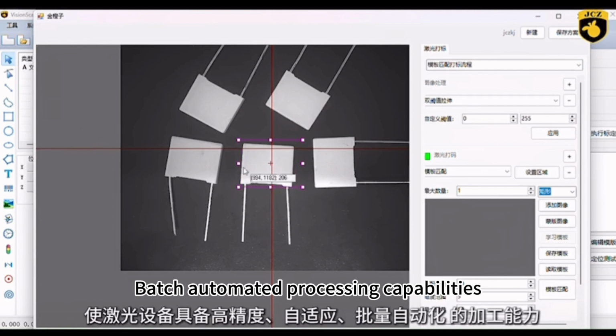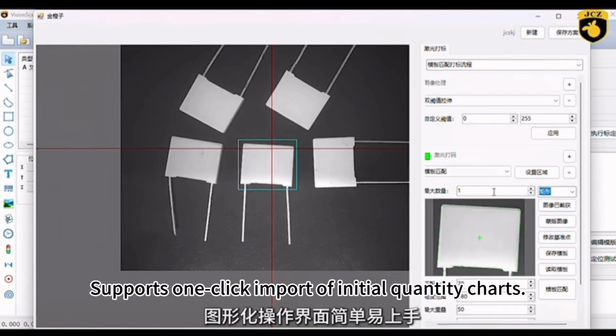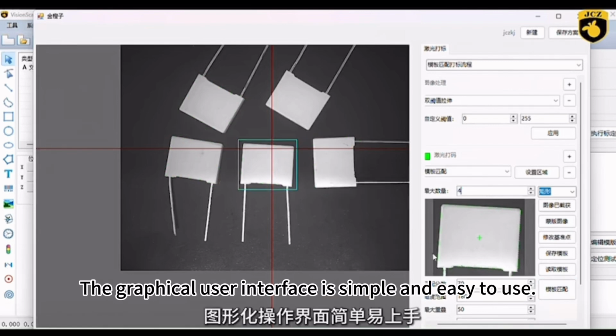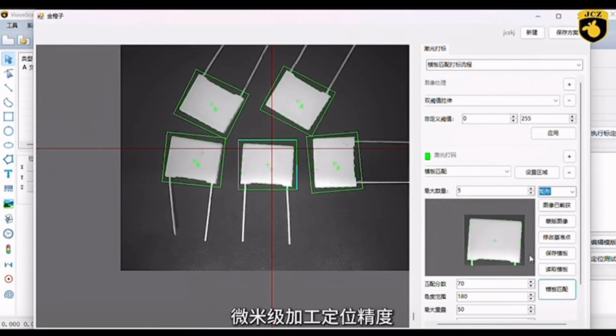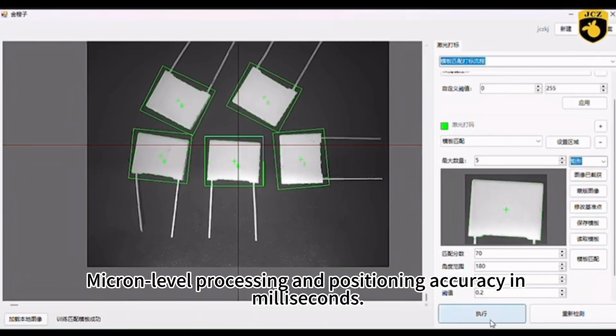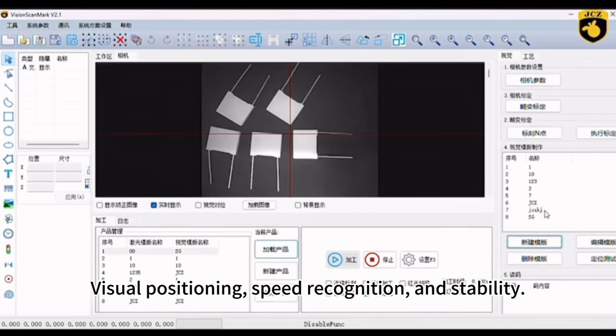Batch automated processing capabilities. Supports one-click import of initial quantity charts. The graphical user interface is simple and easy to use. Micron-level processing and positioning accuracy in milliseconds. Visual positioning, speed recognition, and stability.